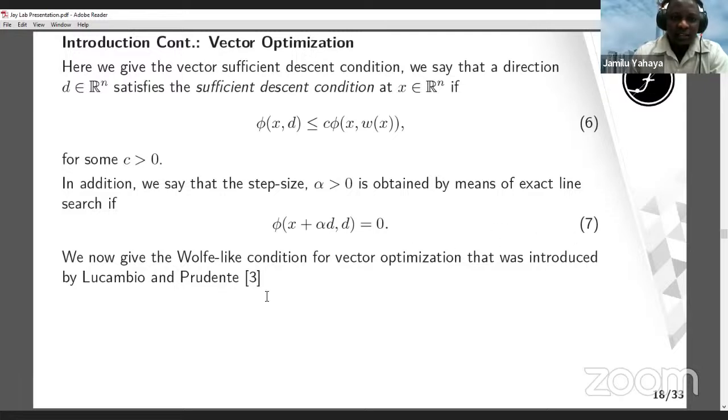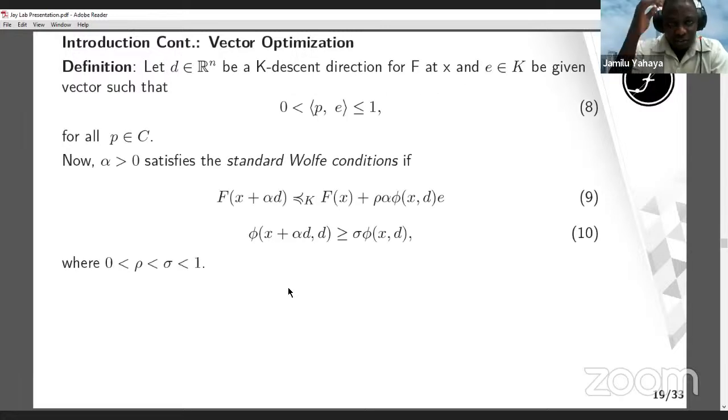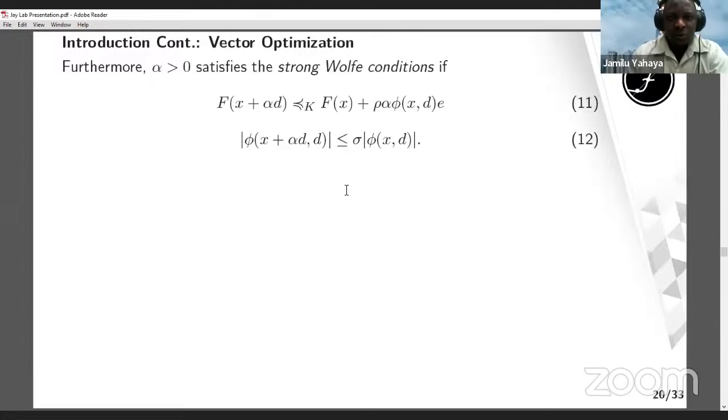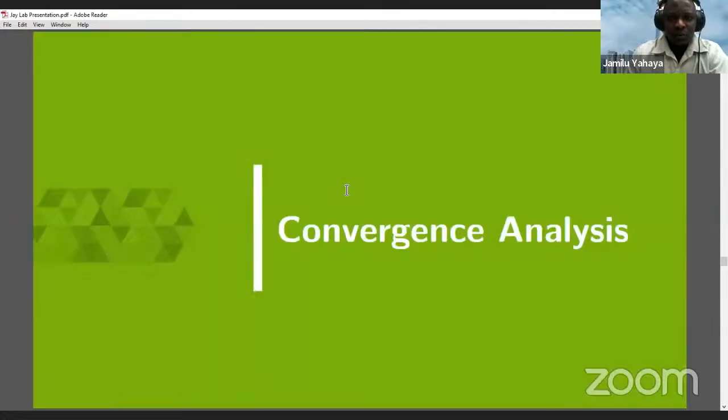Another set of important conditions, which are the Wolfe conditions, have also been extended to these settings by Lucambio and Perez in their paper, published in SIAM Journal on Optimization in 2018. So equations 9 and 10 give the standard Wolfe condition, while equations 11 and 12 give the strong Wolfe condition.